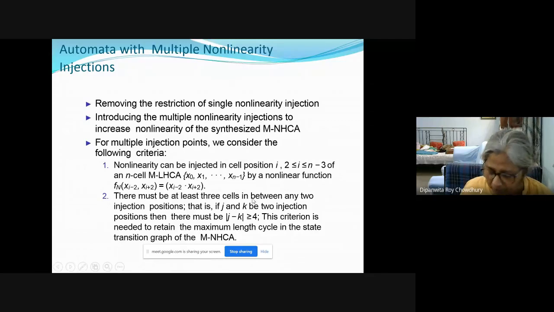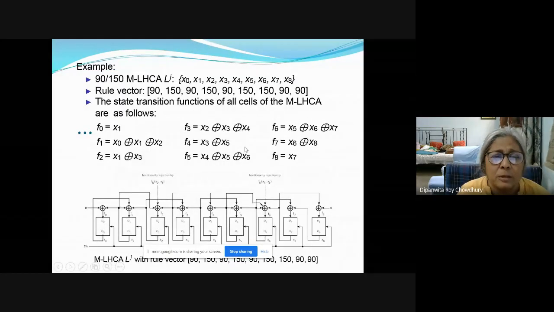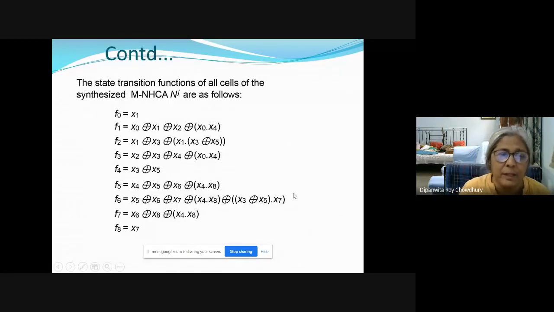With this multiple injection, I'm just giving examples, so now instead of 5 cells, I have taken 9 cells, and similar things. These are my linear rules. And then we have at least 2 points shown, where we are giving the nonlinearity. Here also multiple, and there are 3 gaps in between. So 2 points we are injecting nonlinearity, and we got the rules like that.